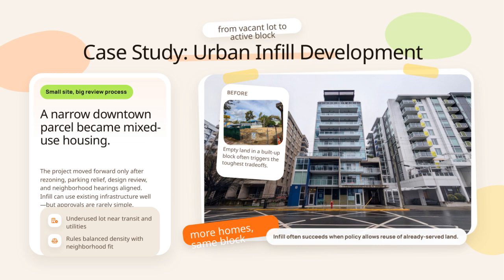However, it's rarely a simple process, especially on empty lots located in built-up blocks. The rules in place had to balance increasing density with fitting into the character of the neighborhood. Ultimately, this case shows how, with the right policies and approvals, more homes can be added within the same block, turning a vacant lot into an active, vibrant part of the community. It's a clear example of how careful planning and community engagement are crucial in creating successful urban infill projects.